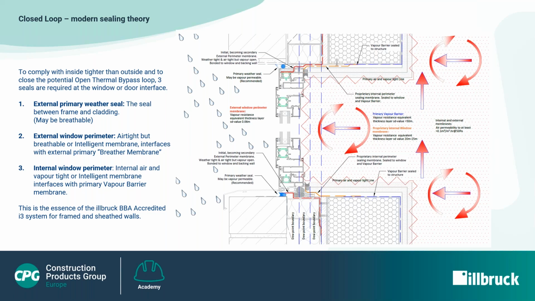Lastly, an internal window perimeter membrane, which is completely air and vapor tight or may have a variable vapor function, and that interfaces with the main vapor barrier membrane. This is the essence of the Hillbrook BBA accredited i3 system for framed and sheathed walls.